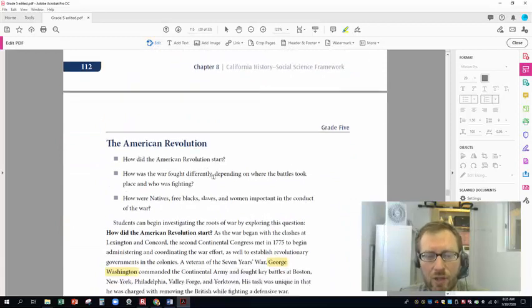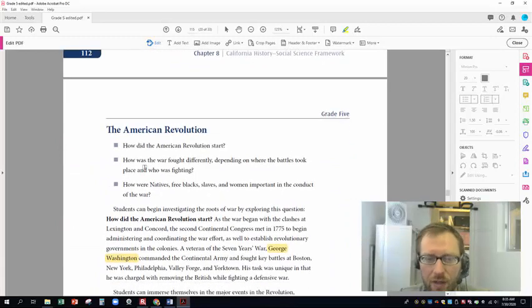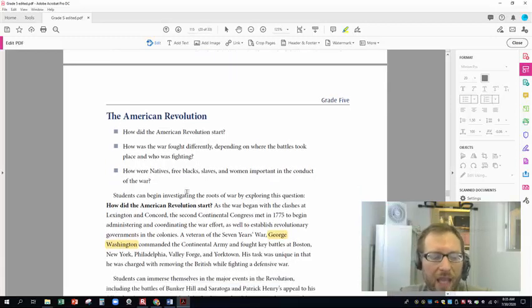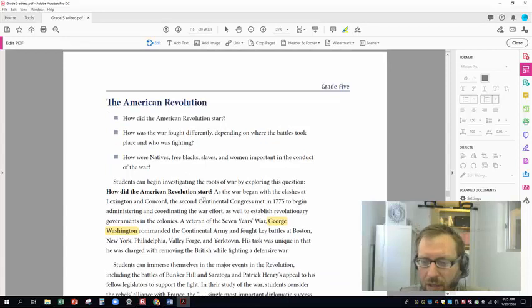And then the section on the American Revolution is: how did it start? How was it fought differently? Battles. And then how did diverse people experience the war? When I think about grade 5 at this point, I'm really struck at how much warfare there is, how much fighting. And while we want to tiptoe around issues of slavery, the issue of war is just, oh yeah, people fight wars.